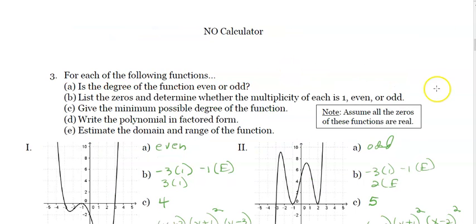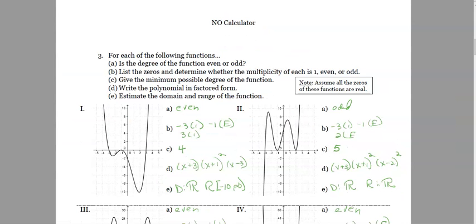Okay, so then for the following problems, here's 3. These are the different things you have to do. Is the degree of the function even or odd? Let me just make this a little bit smaller so we can see a couple of problems at once. List the zeros. Okay, so this is what I'm having. I can see the arms are up, up. I know the function's even. Down, up, that would be odd.